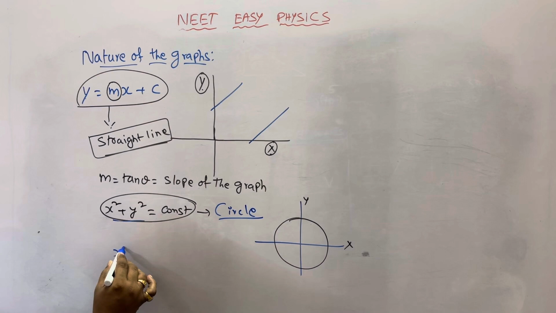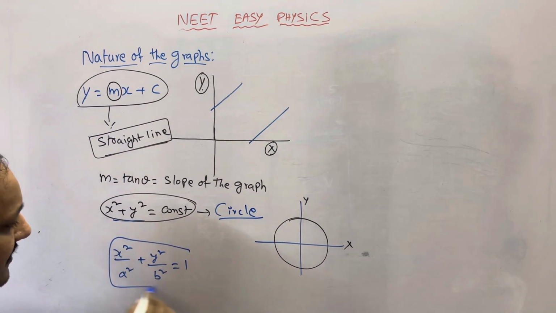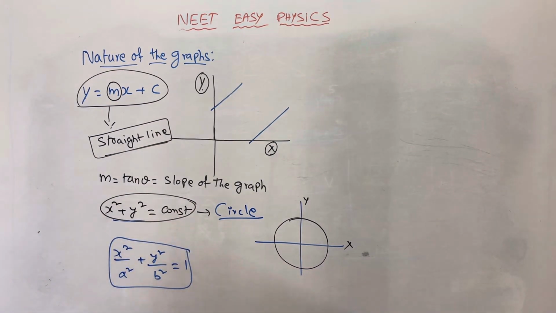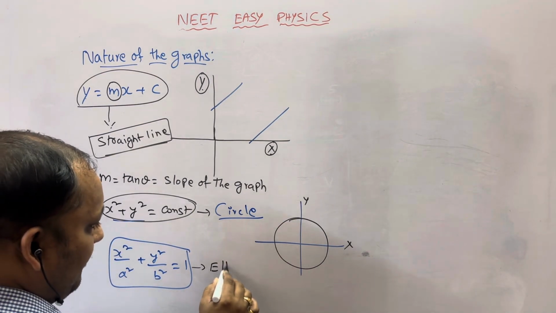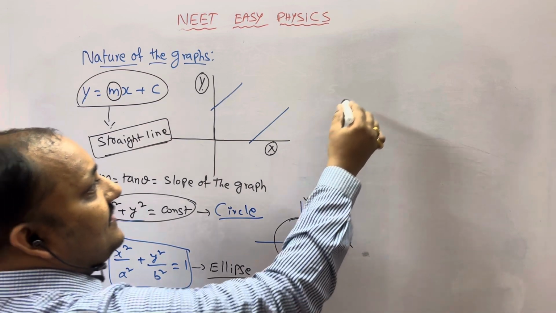If you get the relation between x and y like this, x square by a square plus y square by b square equal to 1, then the nature of this graph is an ellipse. The nature of the graph is an ellipse. Like this it will become.